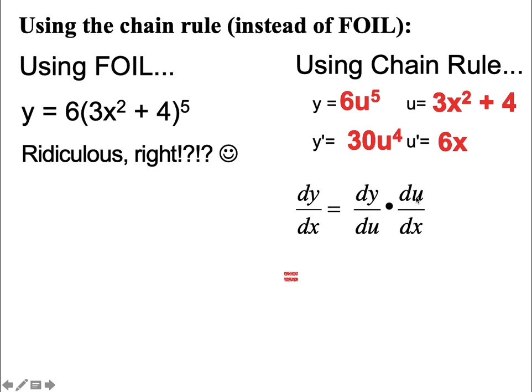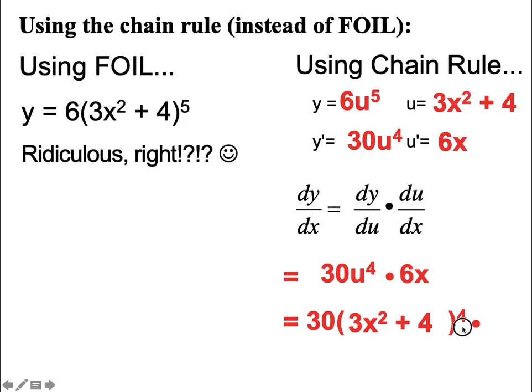And we're going to go ahead and multiply our outside derivative times our inside derivative. And that's our derivative dy/dx. And then we're going to write that back in terms of x. So we're going to substitute the u back out. So remember u is 3x squared plus 4. So that's going to go right down in there.